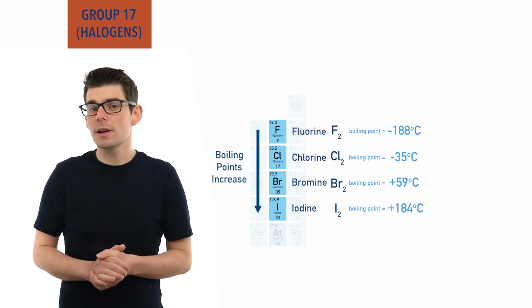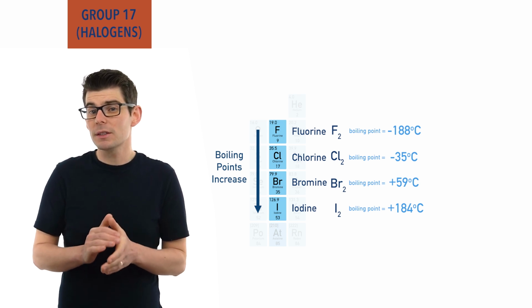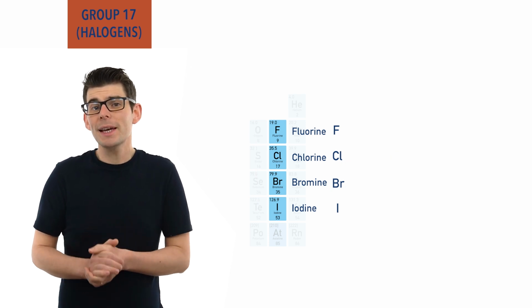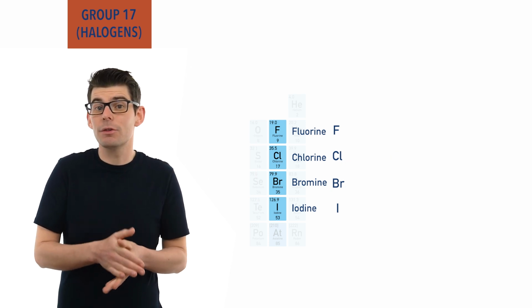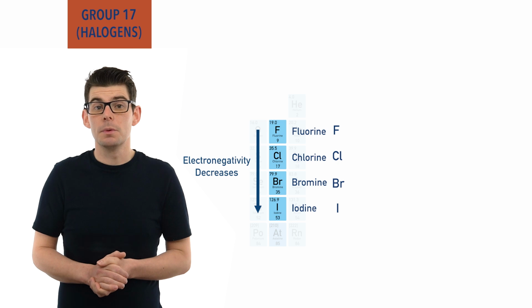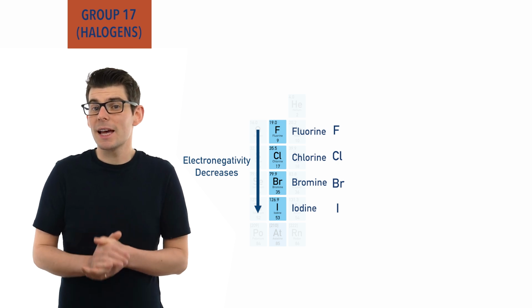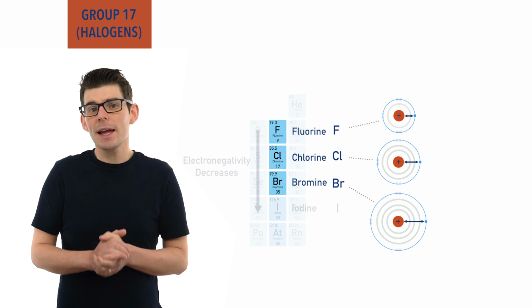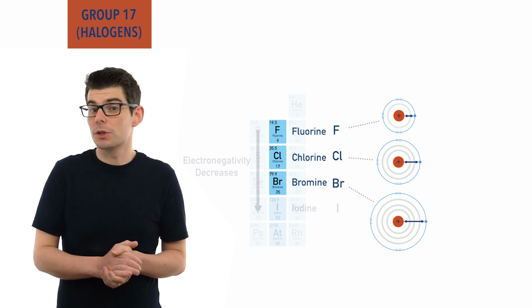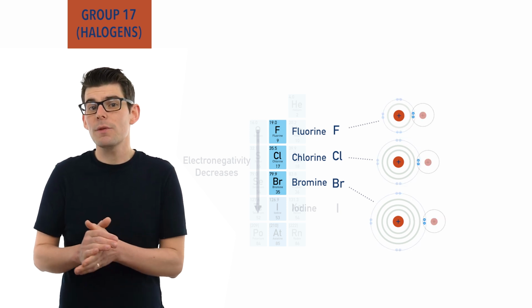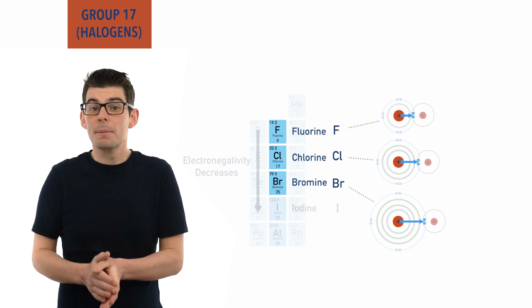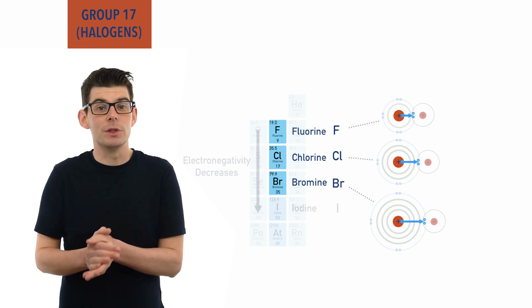The increased size of the atom down the group doesn't just affect the boiling points of their molecules, however. The electronegativity of the halogens decreases as you go down the group. This is because as the atoms get larger and their atomic radius increases, electron pairs in a covalent bond to the atom are further away from the nucleus of the atom, and this means there is less attraction between the bonding electrons and the nucleus.